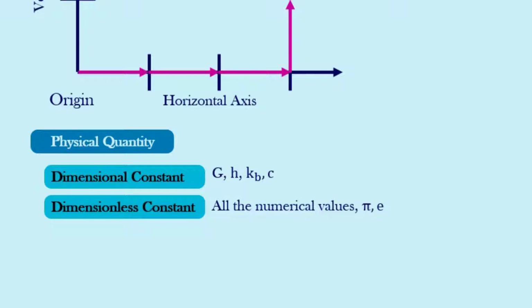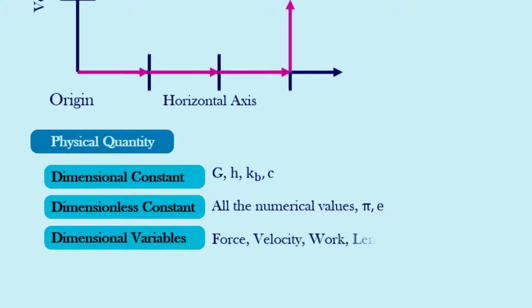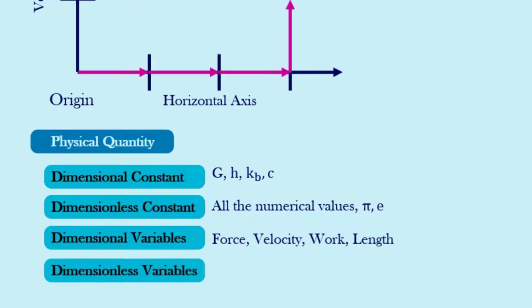Next, we have dimensional variables. Most of the physical quantities generally fall in this category, like displacement, acceleration, force, time, etc. Finally, dimensionless variables like specific gravity, strain, angle, etc.